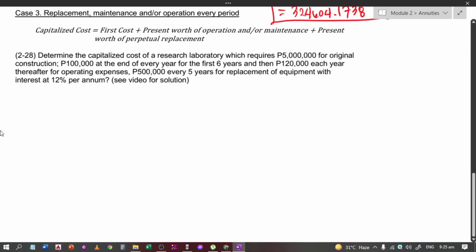So, this is the problem. Determine the capitalized cost of a research laboratory which requires 5 million for original construction, 100,000 at the end of every year for the first 6 years, then 120,000 each year thereafter for operating expenses, and 500,000 every 5 years for replacement of equipment with interest at 12% per annum. Okay, so let's solve for this.